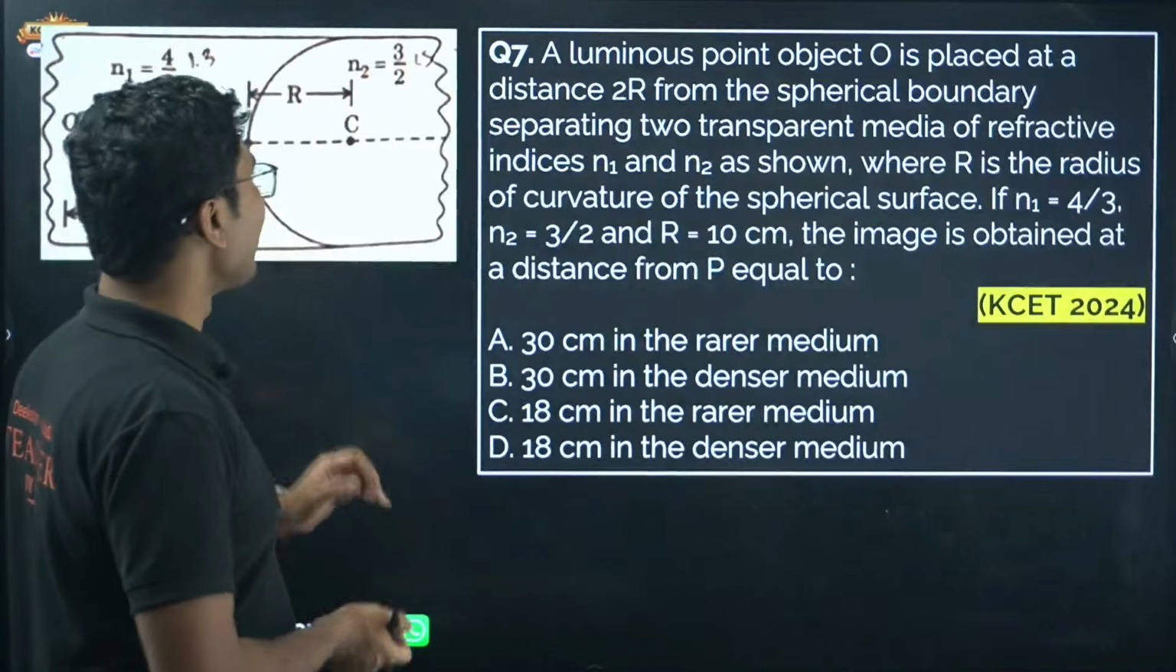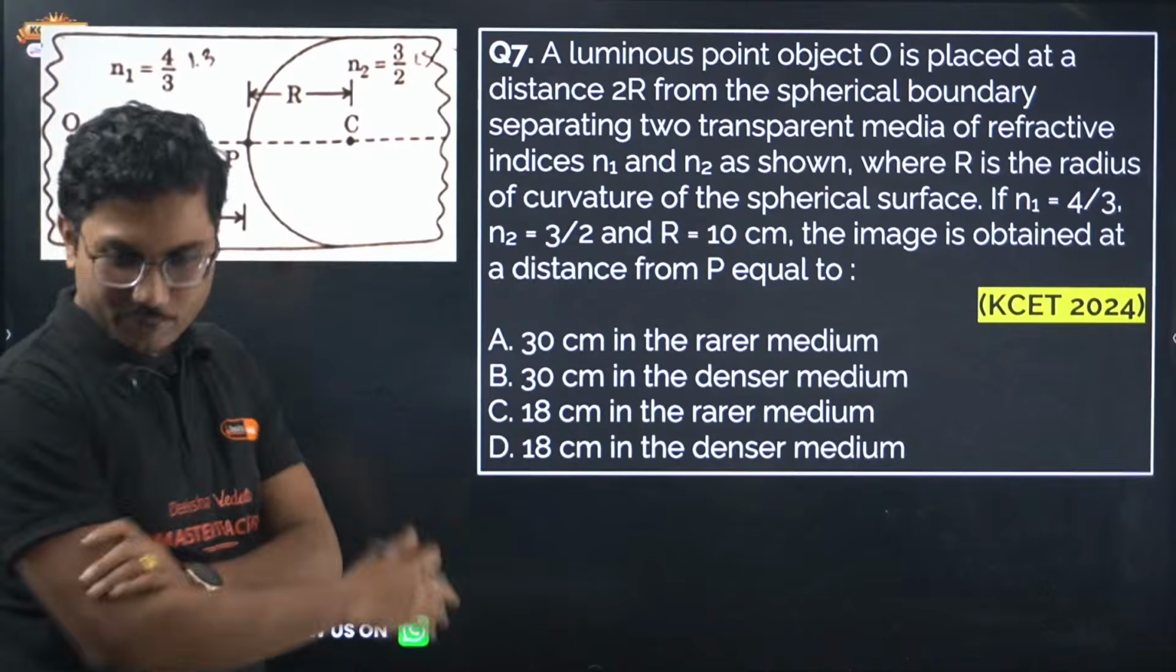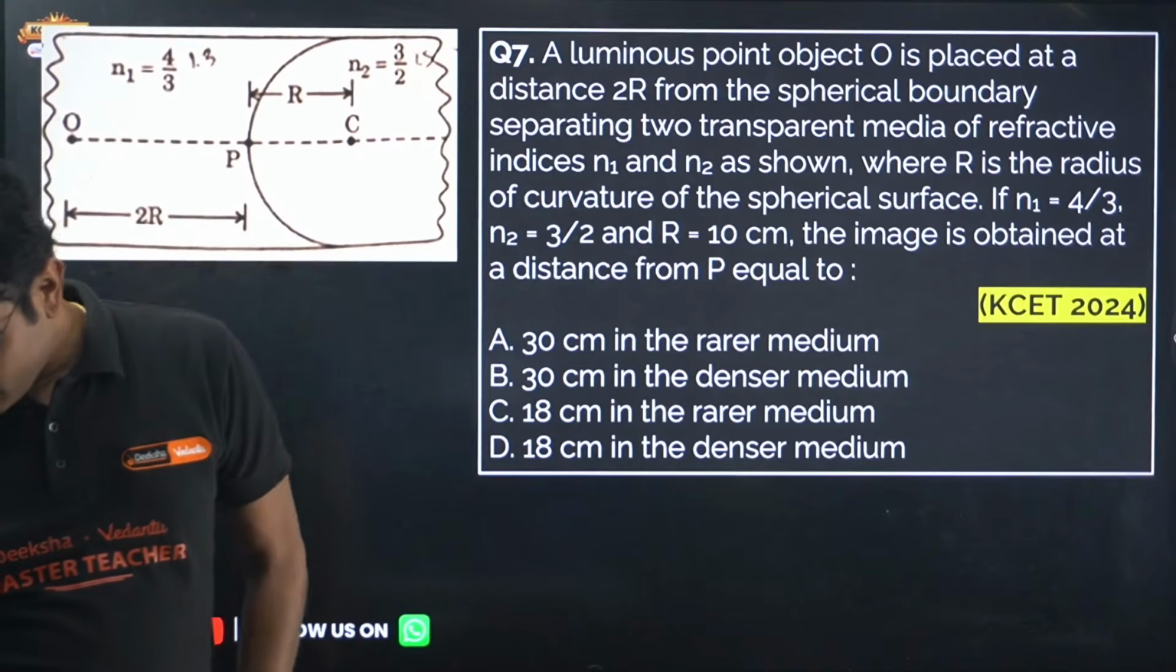Now let's move on to the next question. A luminous point object O. I hope that helps, right, Extreme?